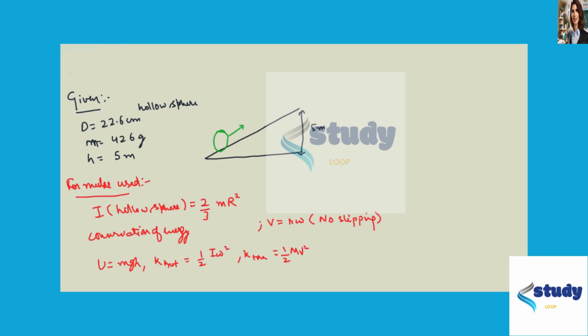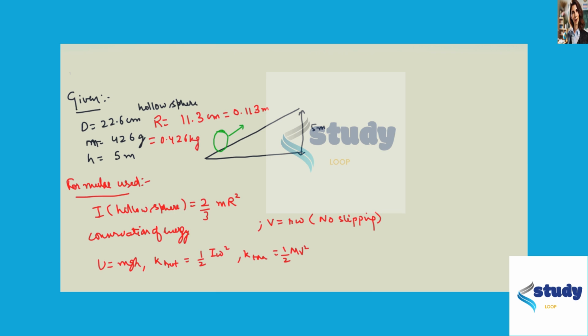This is chapter 10, Dynamics of Rotational Motion. We are given a hollow sphere which is moving upward on an inclined plane, or up the hill. The diameter of this hollow sphere is 22.6 centimeters, so the radius is 11.3 centimeters, which is equal to 0.113 meter. The mass of this hollow sphere is 426 g, which is equal to 0.426 kilogram.